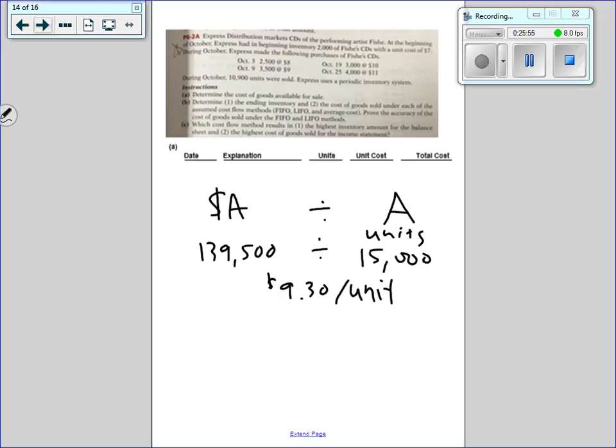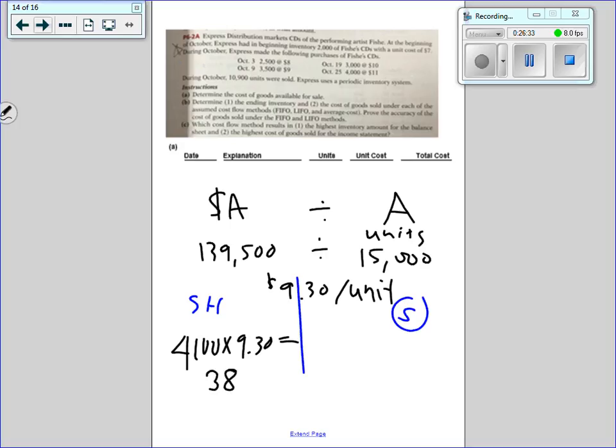So if we take into account the $7, the $8, the $9, the $10, and the $11, and the 15,000 units, on average, they're costing $9.30. The bigger question is, why wouldn't everybody do those? Then we simply take our sold units, 4,100, times the average to equal 38,130.